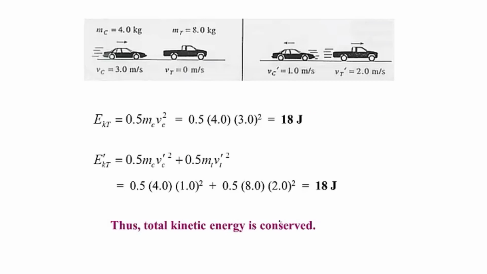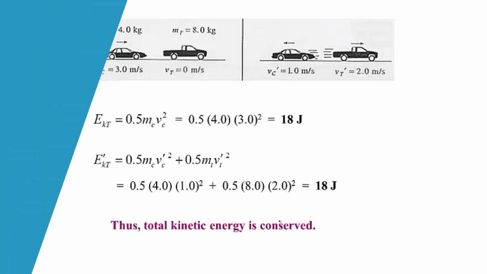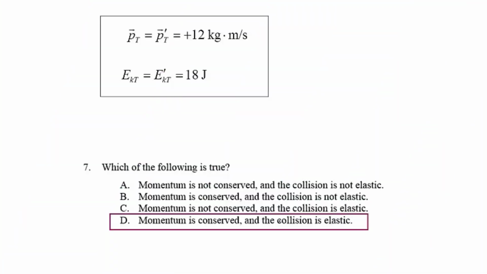As far as it being elastic or inelastic, what we do is we work out the total initial kinetic energy in the system, which is 18 joules, and we find the total energy after to be the same. So in this case, with these numbers, the total kinetic energy is conserved, so that means you've got an elastic collision. So that's why the answer for number 7 is D. Momentum is conserved and the collision is elastic.